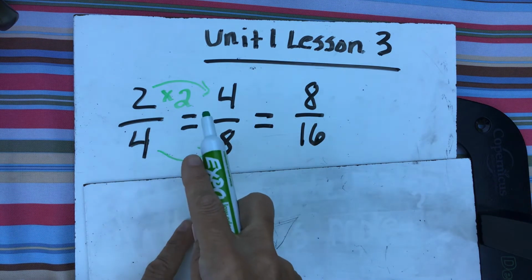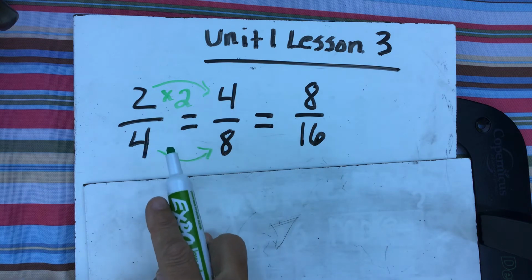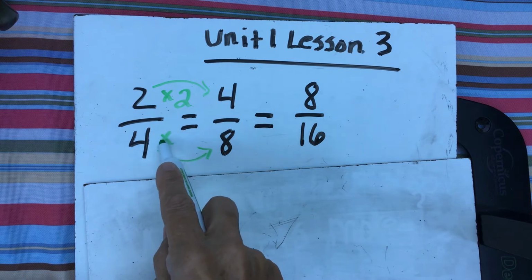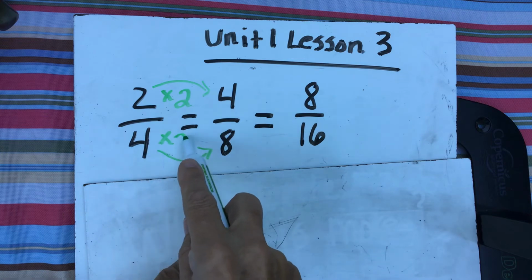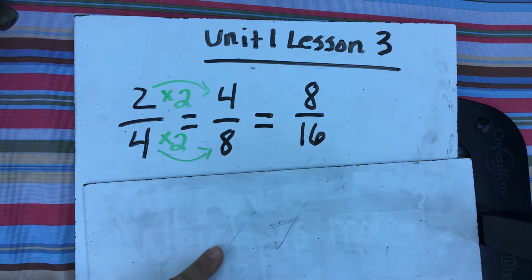Now, whatever I do to the top of a fraction, I must do to the bottom so that the proportions don't change. It's still an equivalent value fraction. So if I multiplied the top times 2 to get to 4, I have to do the bottom times 2. That way I know that I am dealing with an equivalent fraction.